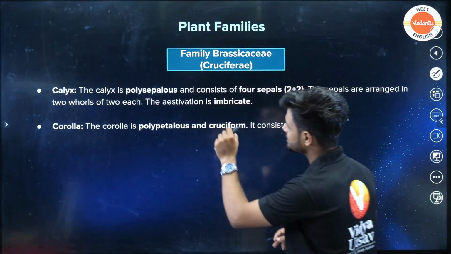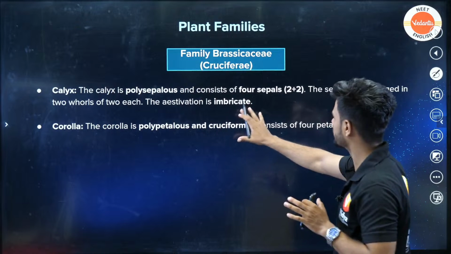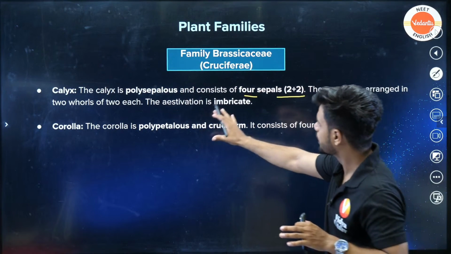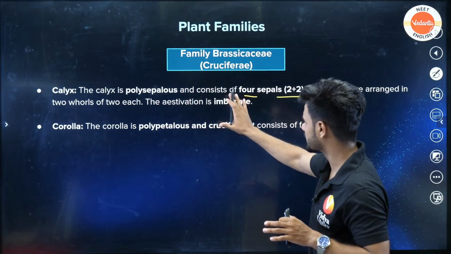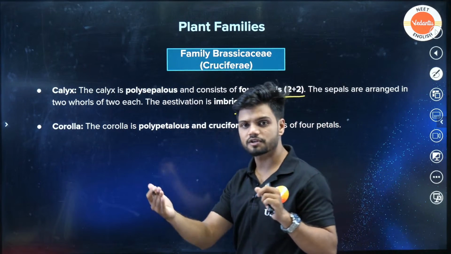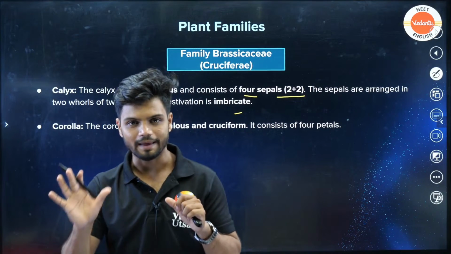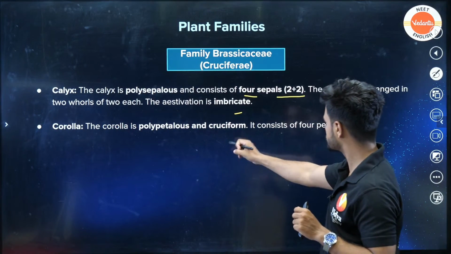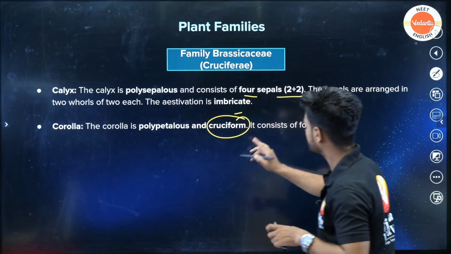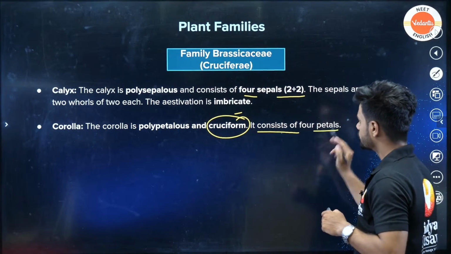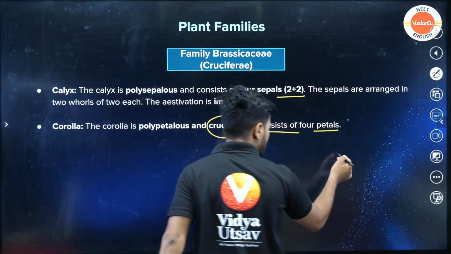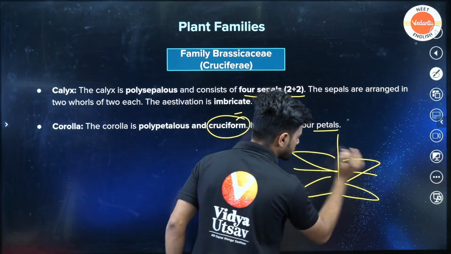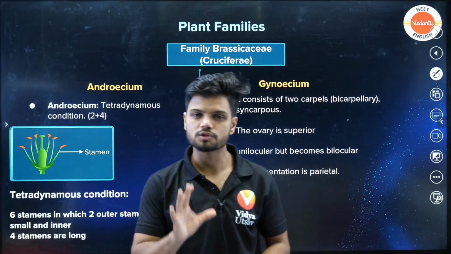Now, calyx is polysepalous, again normal. The sepals are 4, in a 2 plus 2 arrangement. Sepals are arranged in a whorl and aestivation is imbricate. Remember, imbricate as well as the aestivation. Aestivation you need to remember, for every family it is important. Corolla is polypetalous cruciform. Again, cruciform corolla. I've already mentioned that. It consists of 4 petals, and the 4 petals are in a cruciform shape. That is your cruciform corolla.